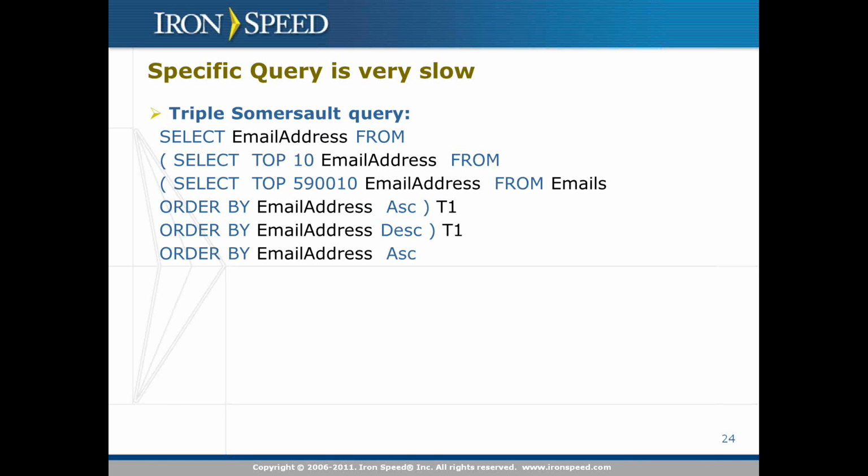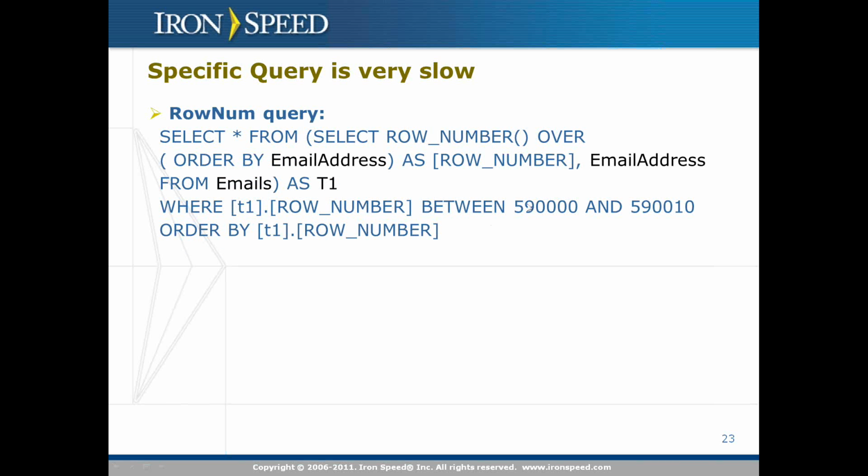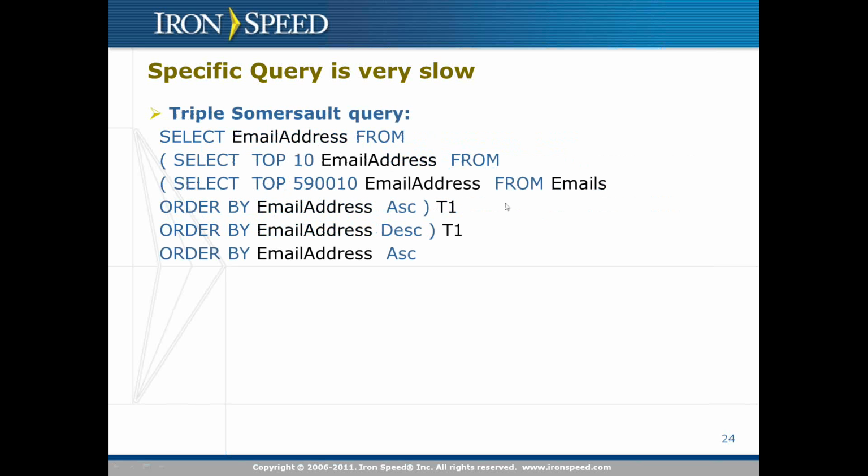Triple somersault is basically like this. First, you retrieve all the records. In these examples, I'm shooting for page number 590,000. So here I first retrieve 510 pages. Then I sort them in the other direction, descending, take the top 10, and then sort them back. That will retrieve this particular page.